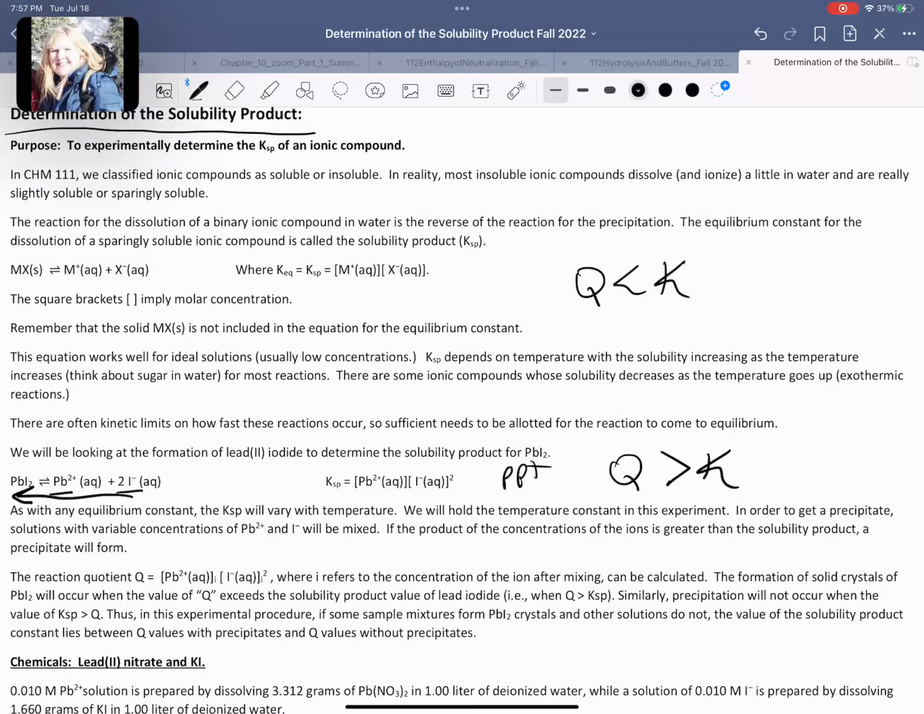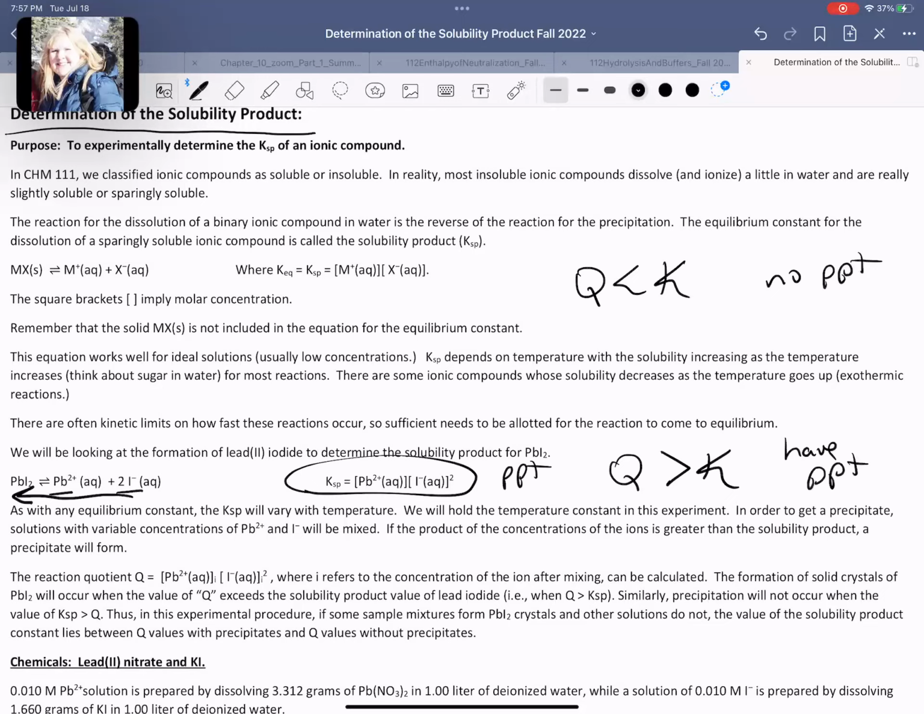So what we tend to do in this lab is find our Q where we do, and the Q where we do not have a precipitate, and find the middle value in between those. And we're going to use that middle value to approximate the KSP, or the K for this reaction. So when Q is less than K, we have no precipitate. When Q is greater than K, we have a precipitate.